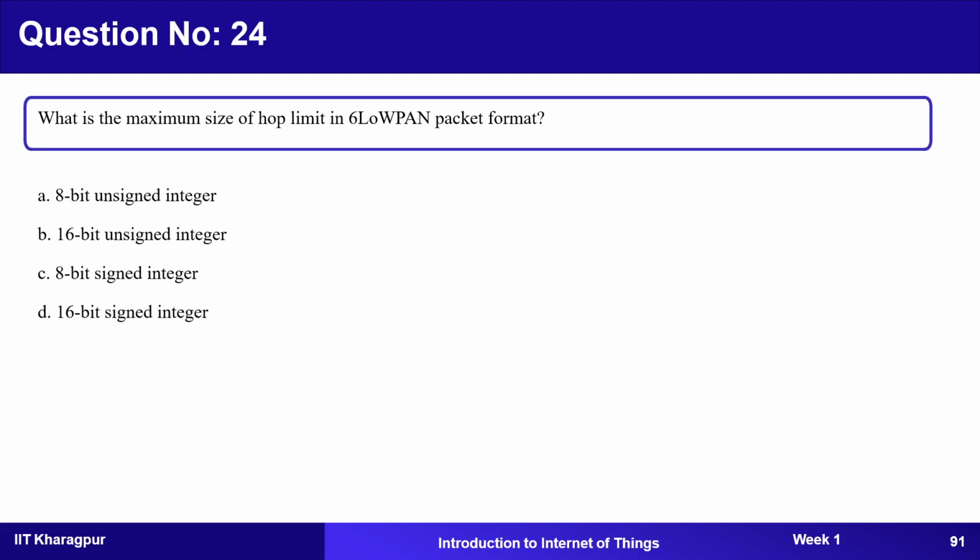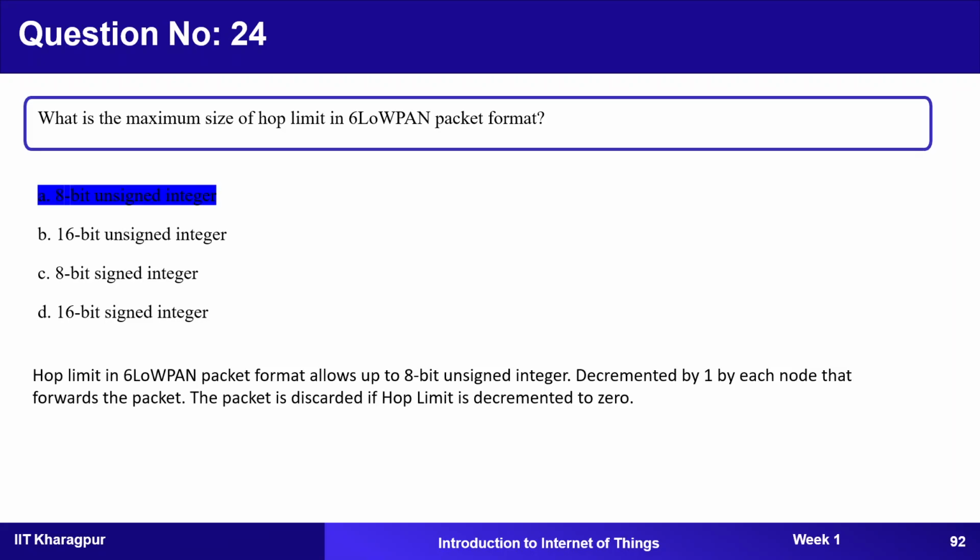So in case of your 6-LoWPAN, 8 bits are used to define the hop limit, and further this hop value gets decremented by 1 whenever this packet is forwarded from one hop to another, and whenever this hop value becomes 0, we have to discard the packet.